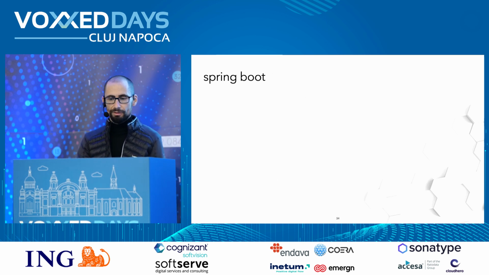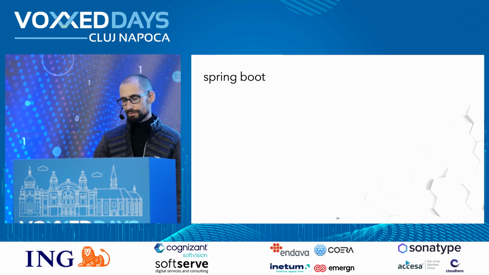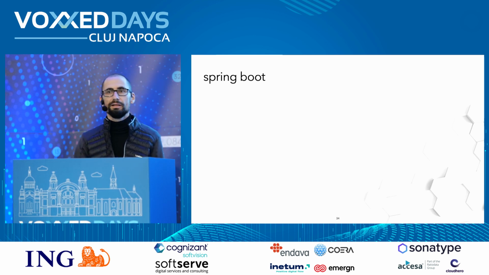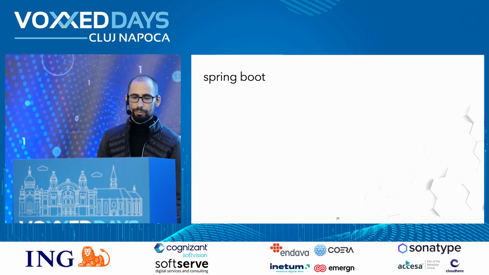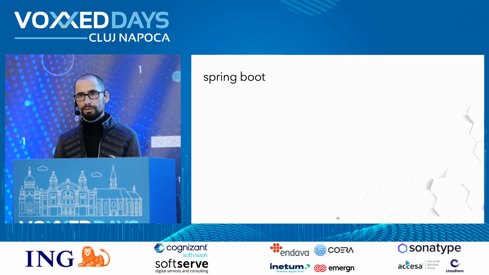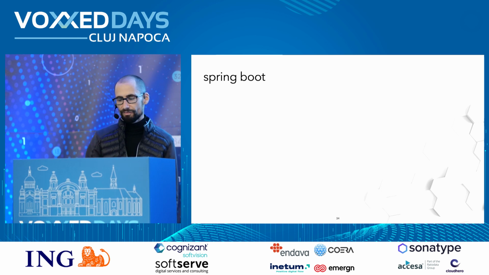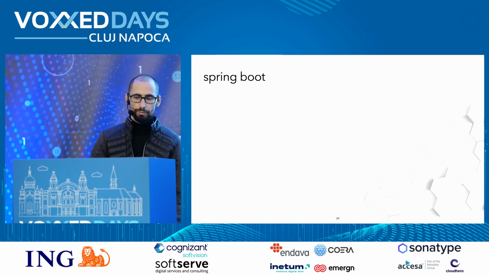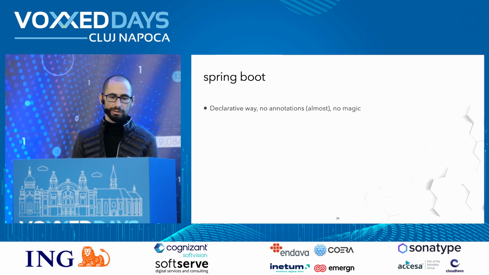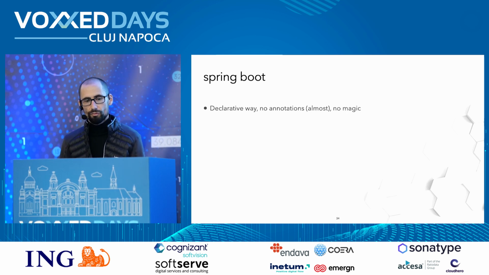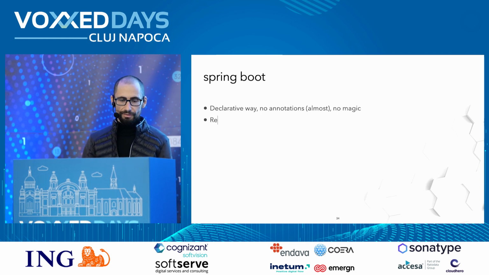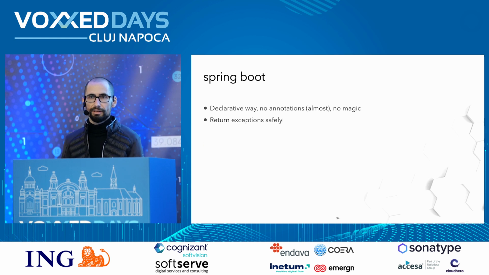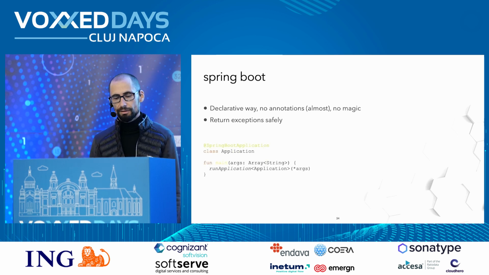Okay, so moving on to Spring Boot. This is APIs in practice, so we're going to see how we can use everything that we did previously with two popular JVM frameworks, Spring Boot and Vert.x. And I'm going to start with the most popular one, which is Spring Boot. And again, let's look at the goals. So we want to do it in a declarative way, without annotations, and without magic. Another thing that we're interested in is returning exceptions safely so that we can handle them in a safe way.